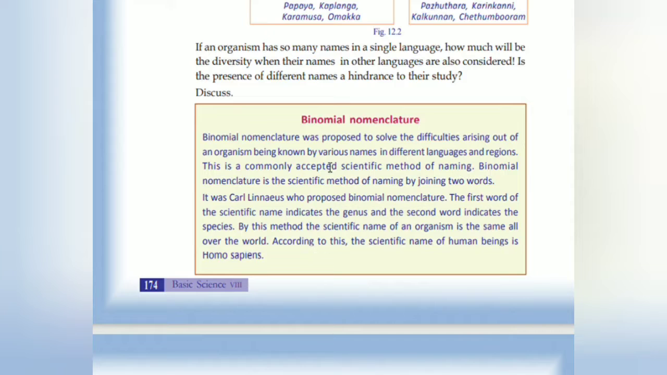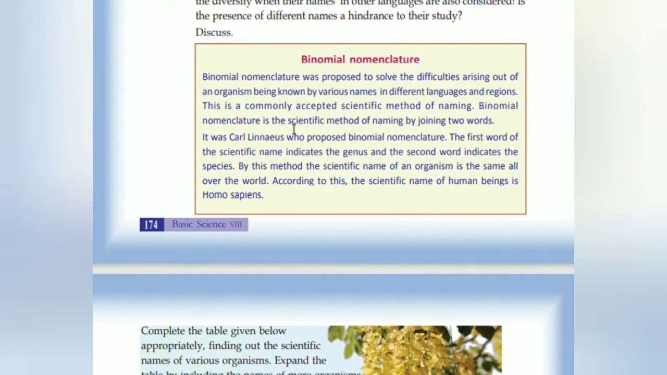So what is the main aim of binomial nomenclature? To make a scientific name, one name for that particular organism, which has to be known throughout the world. Binomial nomenclature is the scientific method of naming by joining two words. It was Carl Linnaeus who proposed it.